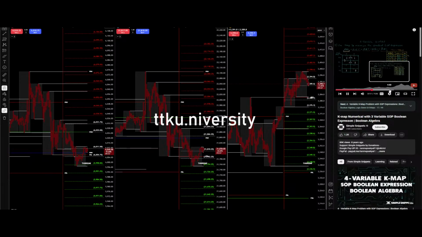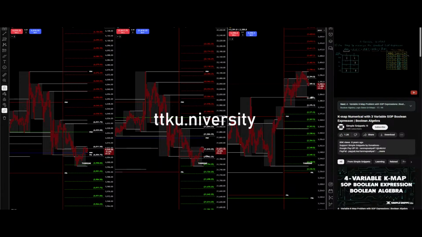So these two cells are adjacent, these two cells are adjacent, and these two. Now the first cell over here, this one, is adjacent to the last one. Similarly, this cell is adjacent to this cell. Now the concept of adjacency is required when we group these cells together in order to simplify the variables. So we'll move ahead with simplification of these Boolean expressions.